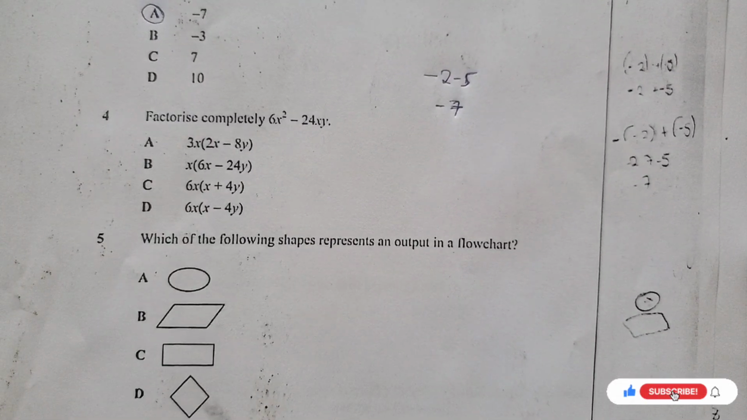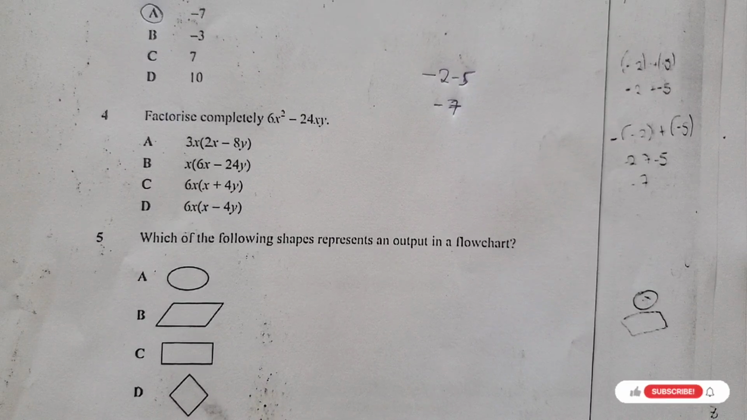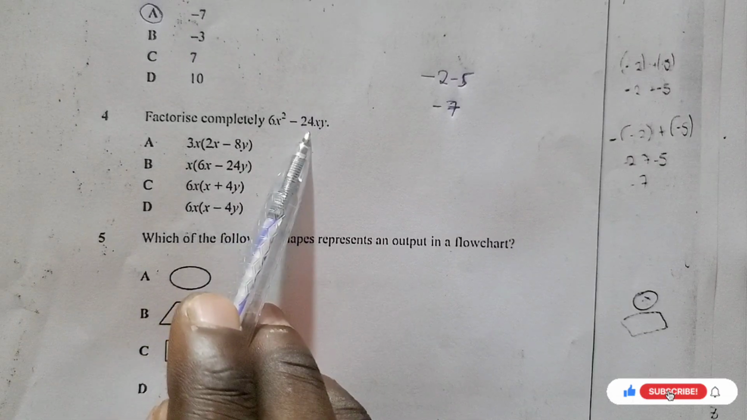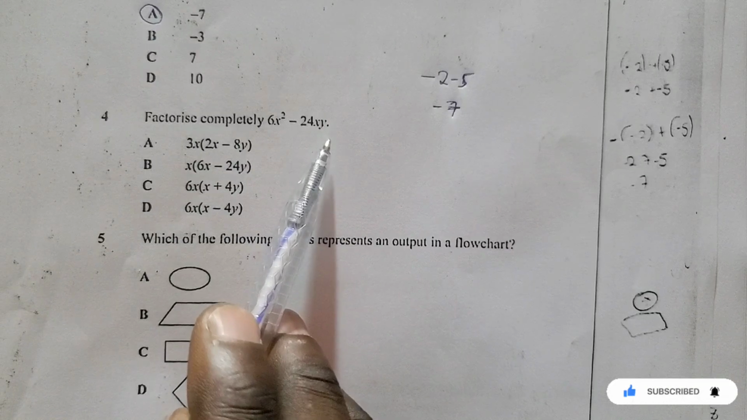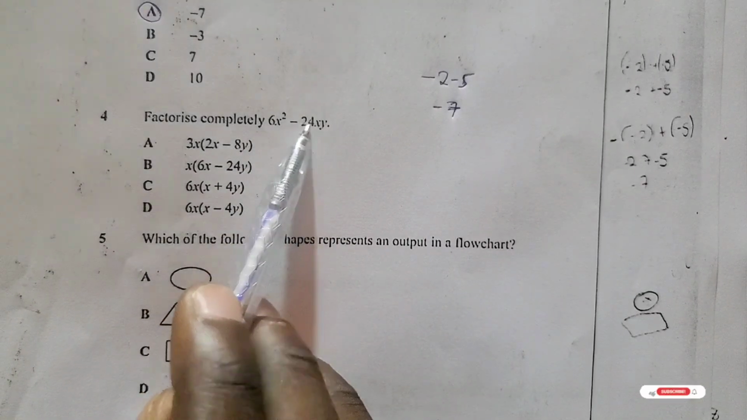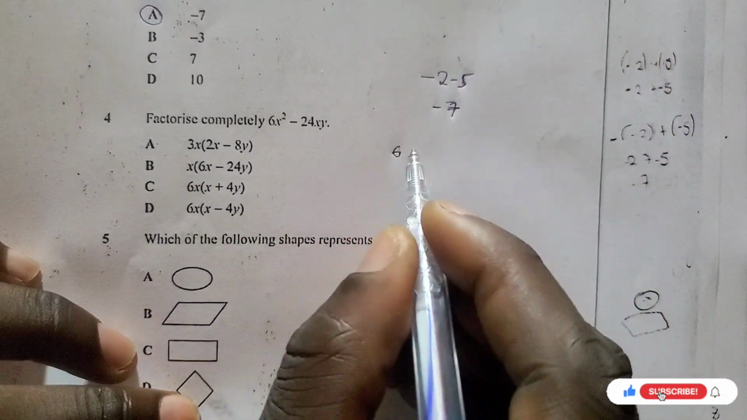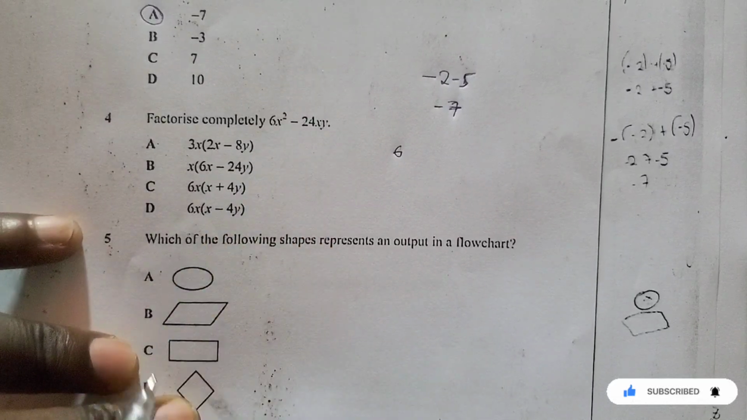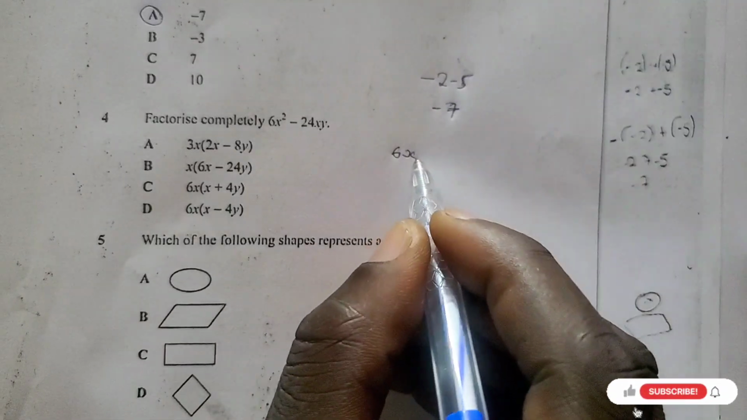Question 4 under algebra, factorization. Factorize completely. Now, to factorize is to first look for the highest common factor of the numbers and the variables involved. So in this case, can 6 go into 24? The answer is yes. So we can just write 6 outside like this. Now what letter is common here? The variable that is common is x. So you write the x as 6x like this.